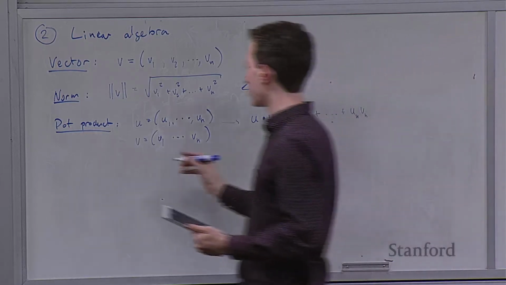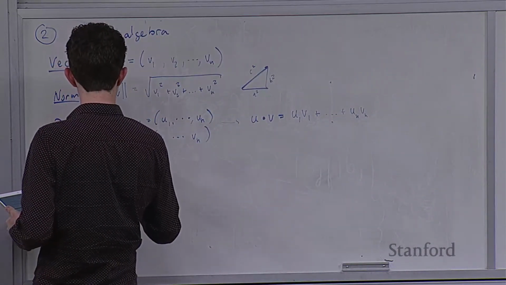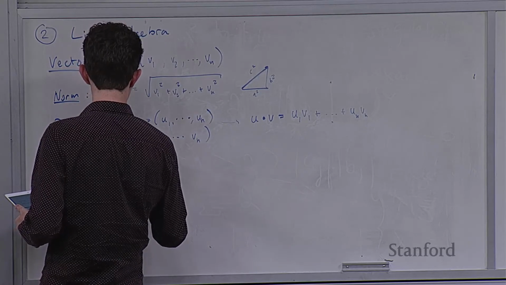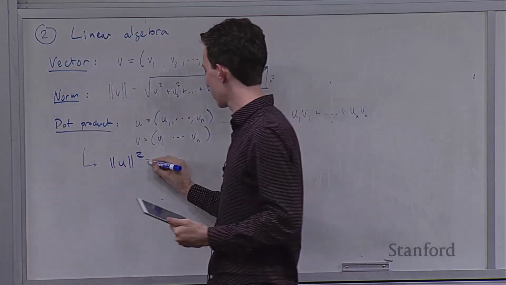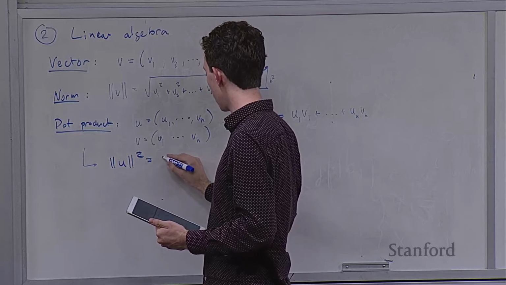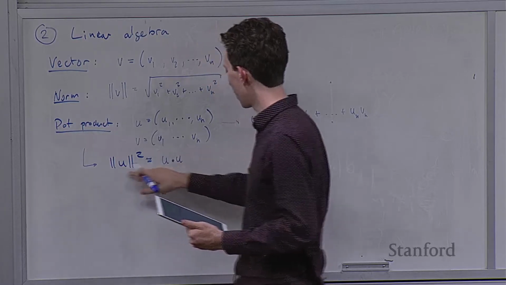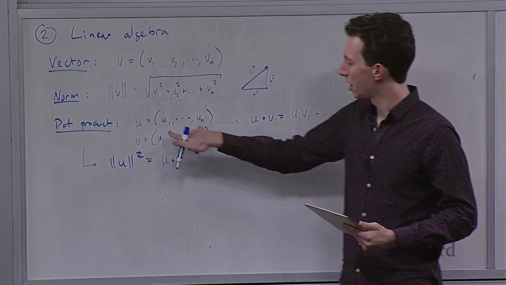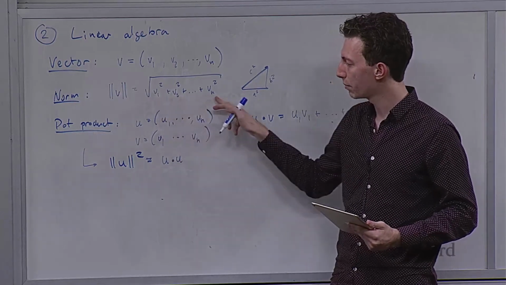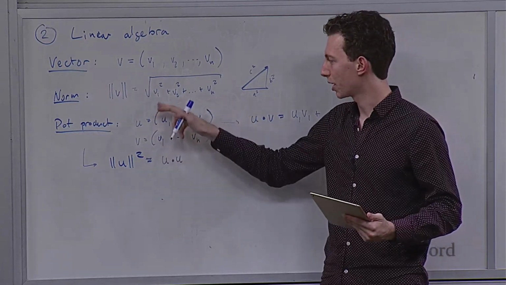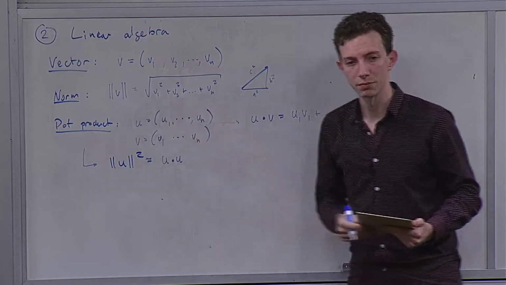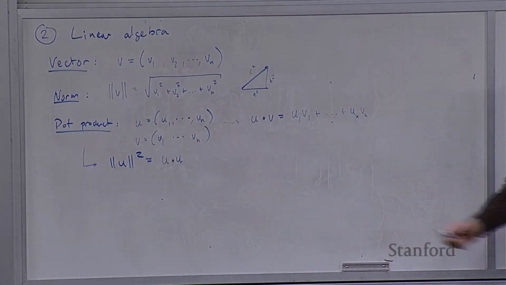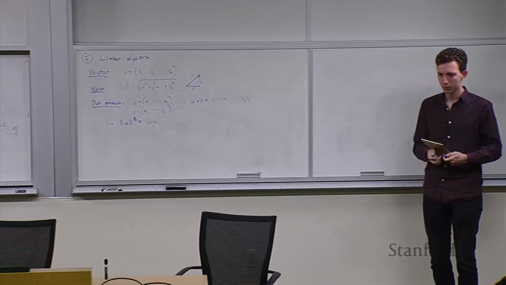A nice property of the dot product is that the norm of a vector is actually just the square root of the dot product, or the norm of a vector squared is the dot product of the vector with itself. You can check this for yourself. It's not super hard. If you take a vector and multiply it with itself, you get this sum. And the square of the norm is equal to that sum. OK. Any questions? Cool.